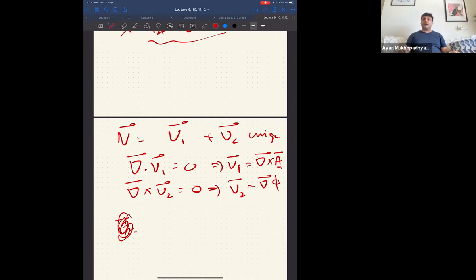But there is an example where this theorem is violated, where you can write that vector field both as a curl of something and a grad of something. Do you remember some example of this kind? Well, that's a dipole field. An electric dipole field and a magnetic dipole field basically look the same. But you see, the magnetic dipole field can be written as a curl of something.